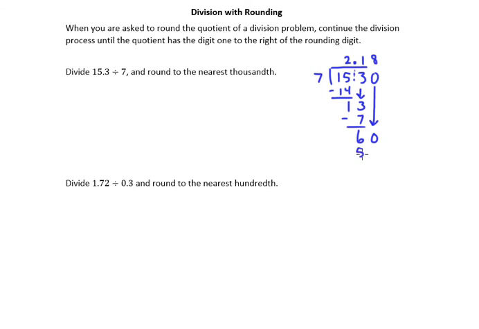7 goes into 60 8 times. 8 times 7 is 56. Get a remainder of 4, add another 0. 7 goes into 40 5 times. 7 times 5 is 35.